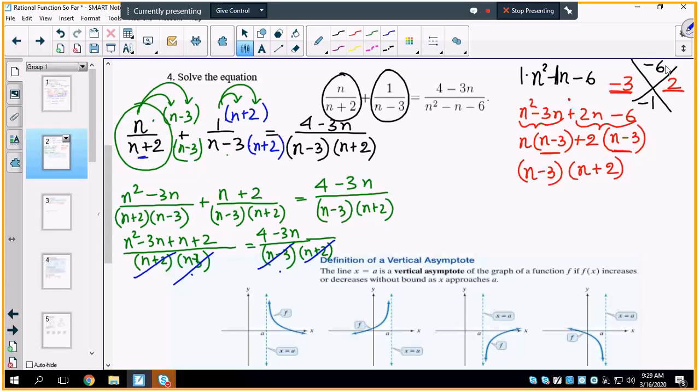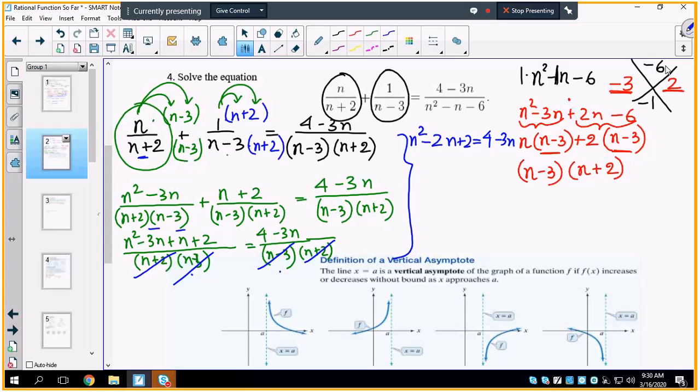And what is the upside of doing it? You have only a quadratic expression on the left-hand side and a linear expression on the right-hand side. Hence, we're going to get a quadratic equation. So what do I do now? I go ahead and say that the left-hand side is n squared. Now see, you have negative 3n plus n, which is a negative 2n. And then you have a plus 2. That's the left-hand side, which should be equal to the right-hand side, and that's 4 minus 3n. Again, remind yourself, the denominators are gone. I don't have to worry about them.